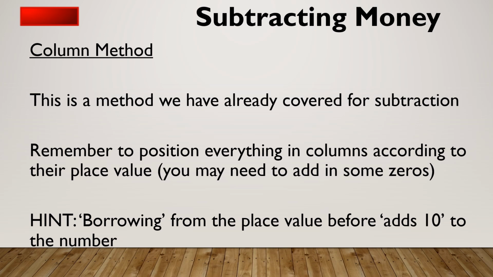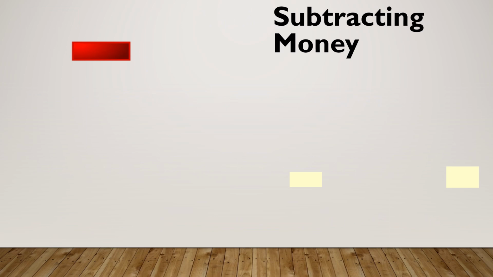So when we're subtracting, we are using the column method. We've already looked at this method. Check out my video on subtraction if you need some more information. Don't forget to position everything in columns according to their place value. So you may need to add some zeros to round this up. And when you borrow from the place before, that's adding a 10, not adding a 1. So let's check this out.